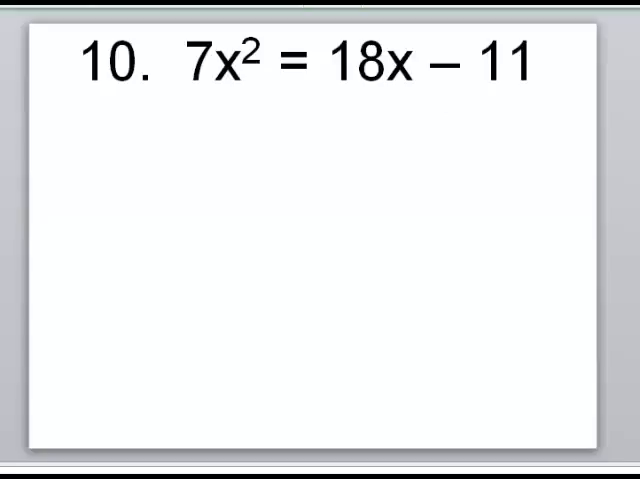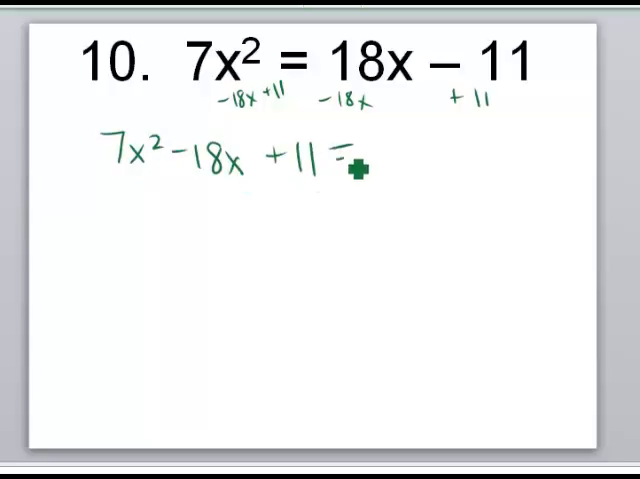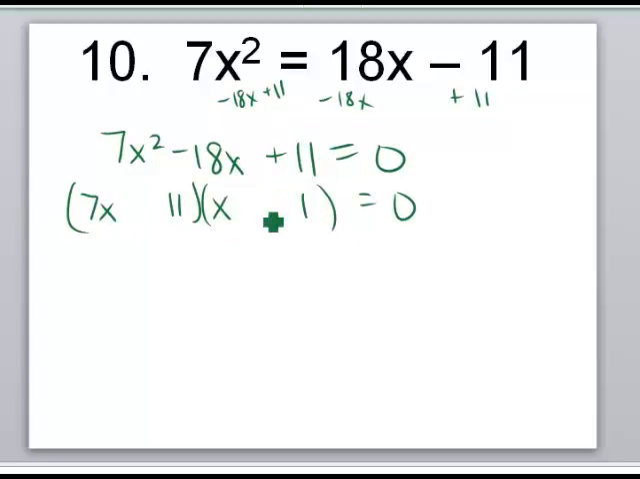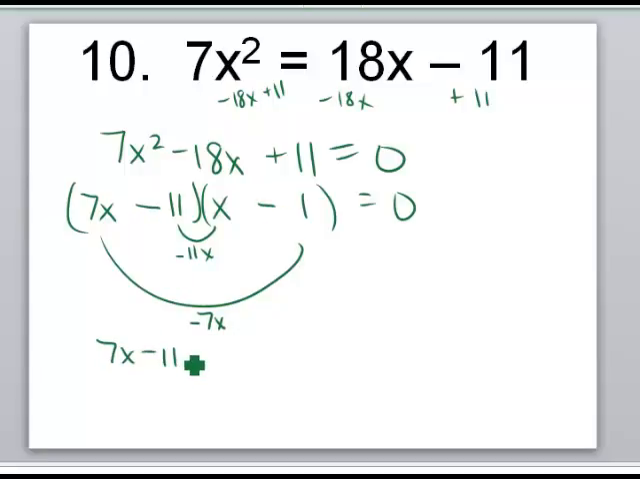Two more problems. This one, again, is not set equal to 0, so I need to move the 18 over and the 11. So I'll subtract 18x and I'll add 11. 7x squared minus 18x plus 11 equals 0. When I factor, I have 7x and an x. I'll put 11 here and a 1, so that way I get an 11x and a 7x. I need to create a negative 18, so that means both of these need to be negative. 7x minus 11 equals 0, and x minus 1 equals 0.